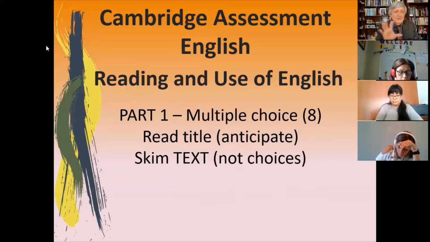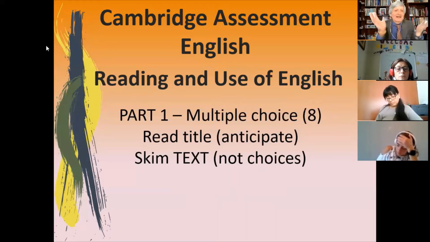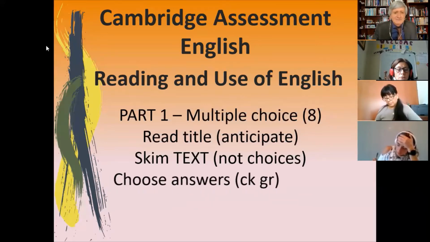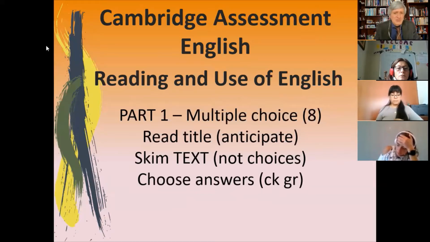Have a read, even though you have blanks to fill. Read the text anyway, and while you are reading, you will probably already know what the answer is going to be. But don't worry about it. You'll say, okay, this is the answer here, but continue reading. This way you get the whole picture of what the text is about. Then you choose the answers.